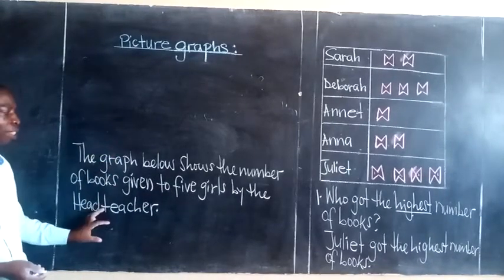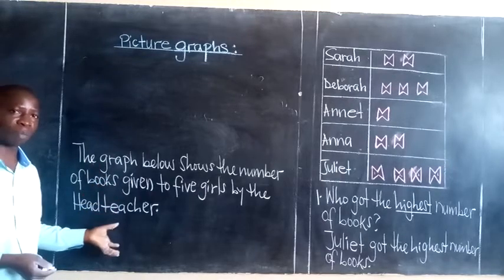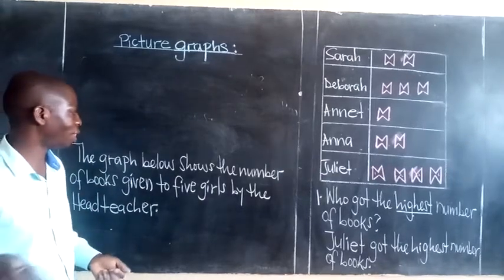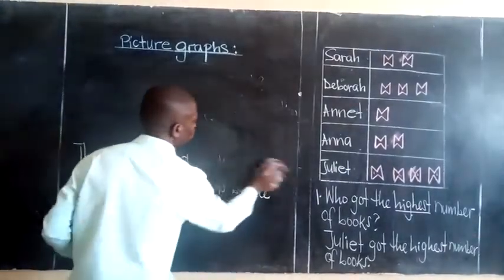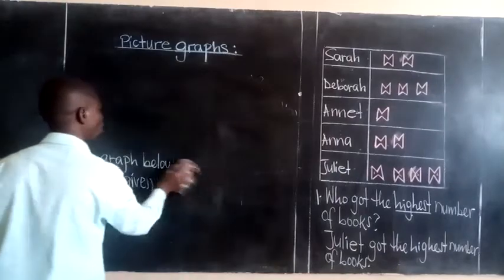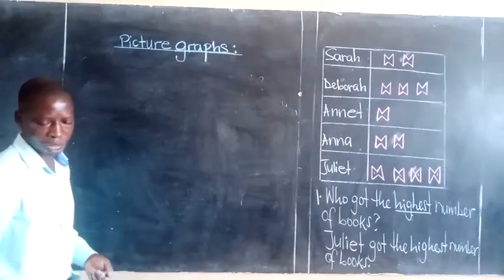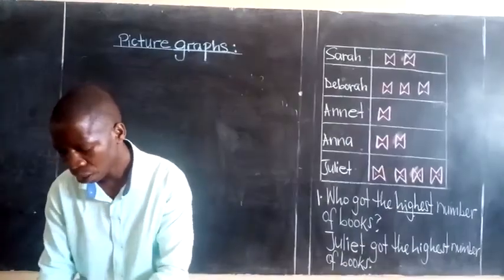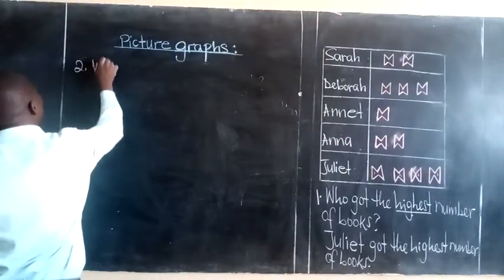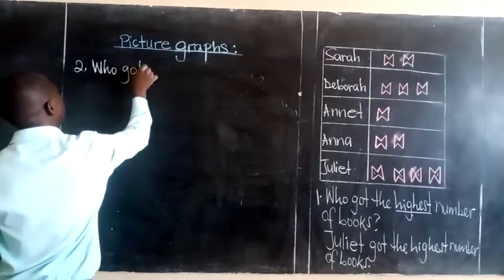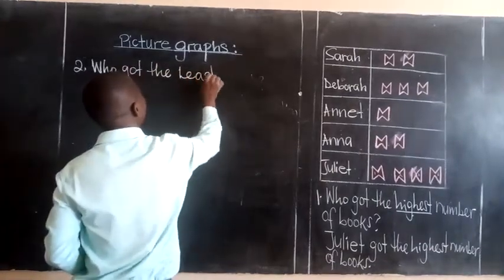So you must interpret the first statement. You must be able to interpret the first statement before you attempt to do anything. You must read this statement and interpret it very well. So let's try to raise another question from our graph. They may still say, who got the least number of books?